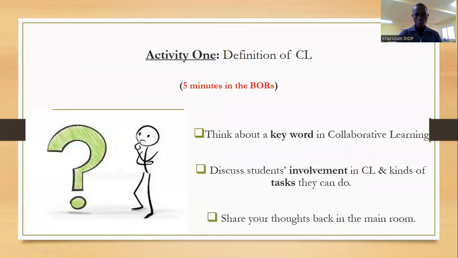Now, activity number one. This is the very first activity, and it is for 5 minutes. First, I will give you 1 minute. You think about a keyword in collaborative learning. According to you, what is the most important word in collaborative learning? So take 1 minute and think about this word. Don't write your answer in the chat box. Just think by yourself about one keyword on collaborative learning.